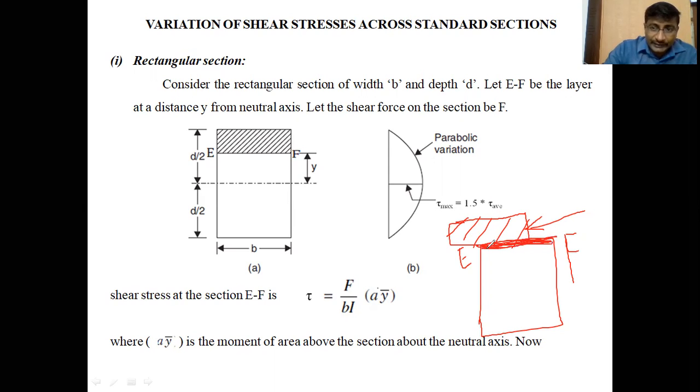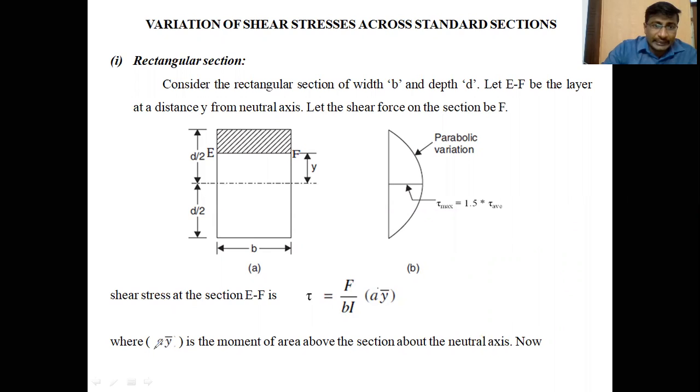So to calculate the shear stresses at EF level, we should consider the area above the level EF. Okay, students? So that is the area in A y bar. How much is this shaded area? The shaded area: d by 2 is the total height from the neutral axis. From that we can subtract the y distance, and then we get the height of the shaded area. Then what is the breadth of the shaded area? The breadth of the shaded area is b itself.